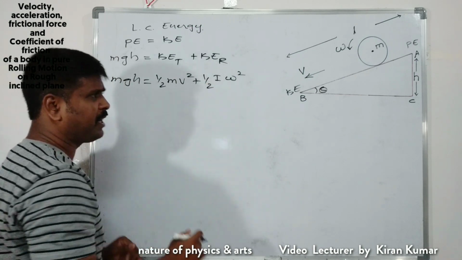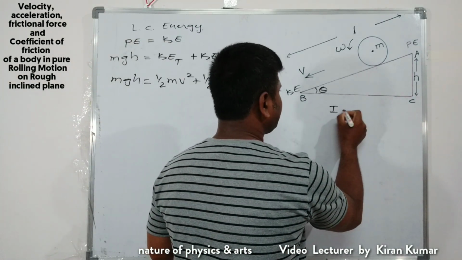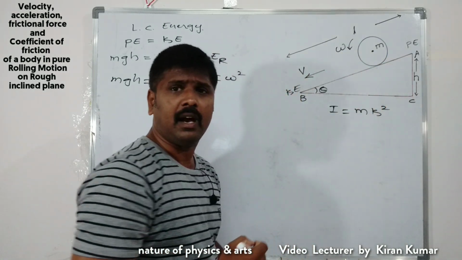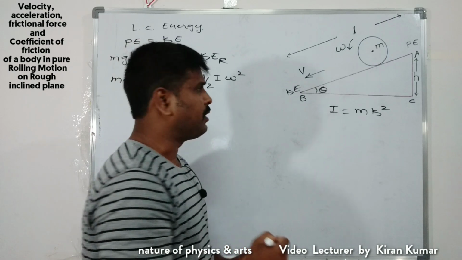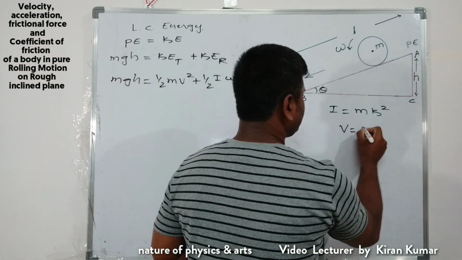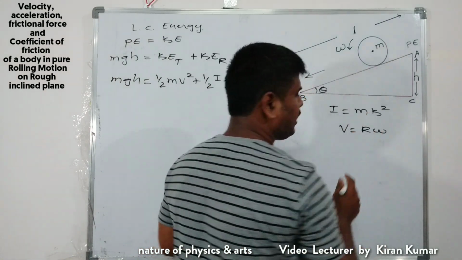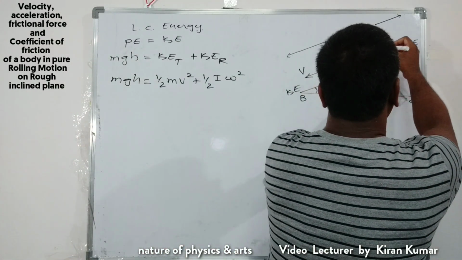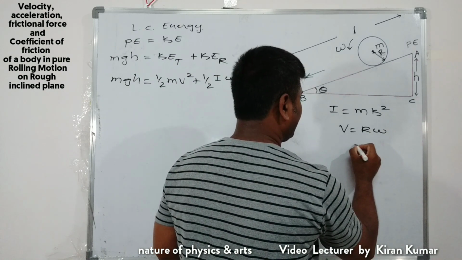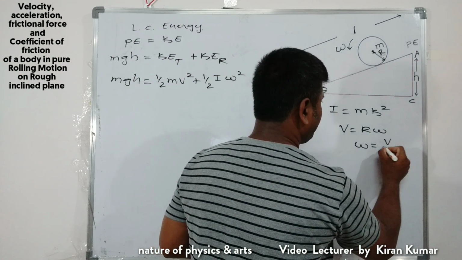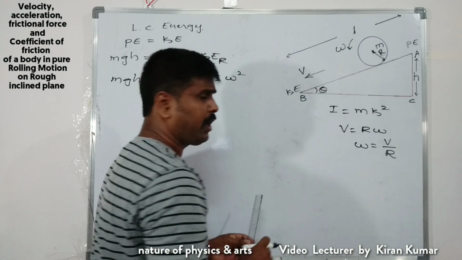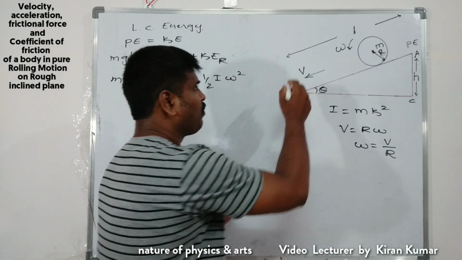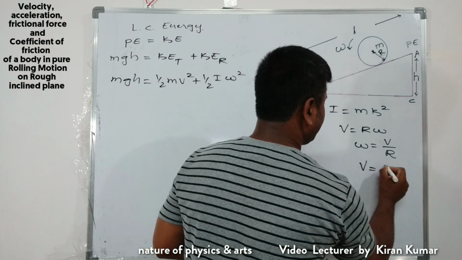Here I is the moment of inertia, so I is equal to mk². And ω is the angular velocity, so v is equal to rω, where r is the radius. So from this equation, ω is equal to v divided by r. Replacing the values in the above equation, we will get the final velocity v.